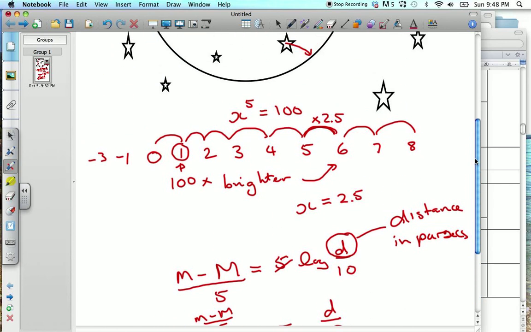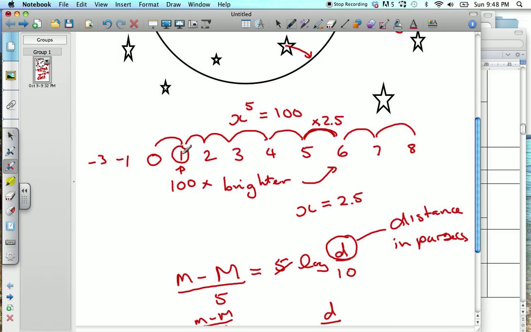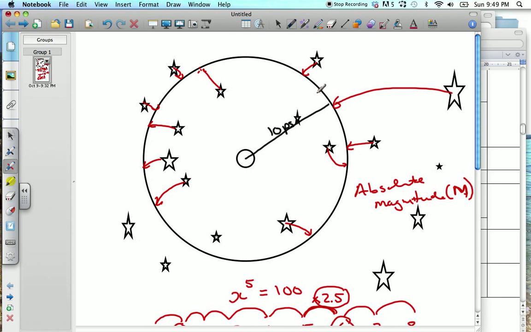It's important that you understand this whole idea that a star of apparent magnitude 1 is 100 times brighter than a star of apparent magnitude 6, and that there's this 2.5 factor as you go from one order of magnitude to the next. So from 5 to 6 you're getting dimmer by 2.5, and going from 6 to 5 you're getting brighter by a factor of 2.5. And then the idea that the absolute magnitude is the apparent magnitude of a star when it is placed 10 parsecs away from the Earth.